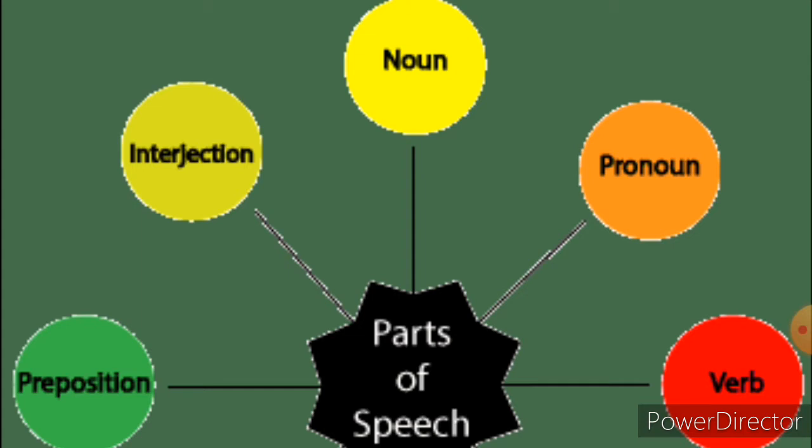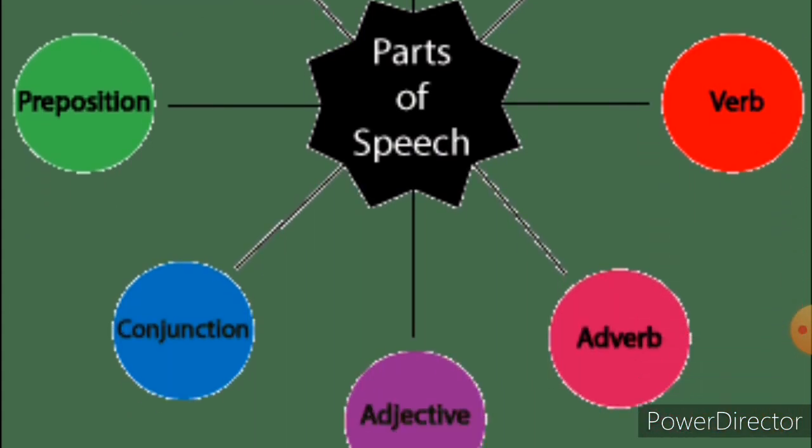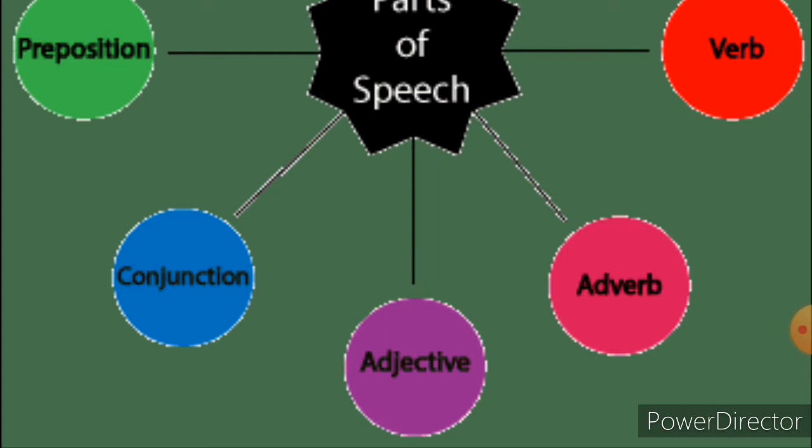P-R-O-N-O-U-N. Pronoun. And third one is the verb. V-E-R-B. Verb. And fourth one is the adverb. A-D-V-E-R-B. Adverb. The next fifth one is the adjective. A-D-J-E-C-T-I-V-E. Adjective. And sixth one is the conjunction.